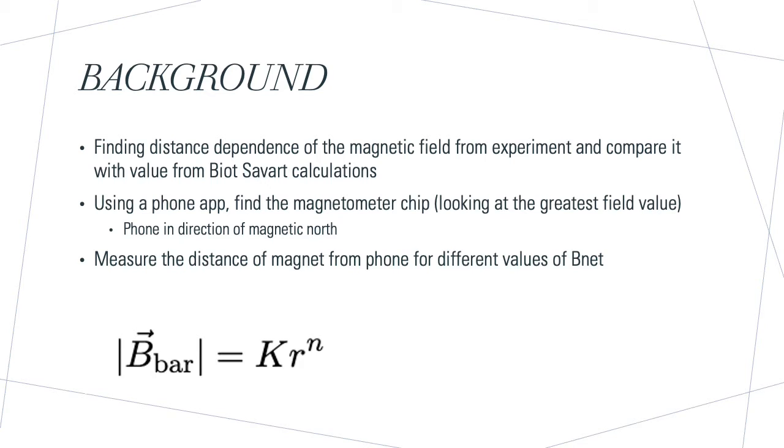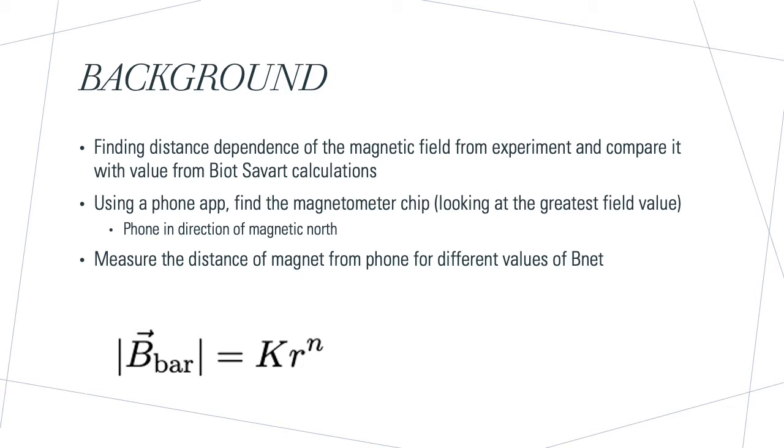So basically, we had to download an app. You would look to see when the x component would be 0, or closest to 0, because you're trying to line it up with the direction of magnetic north, so you don't have to account for that in your calculations.